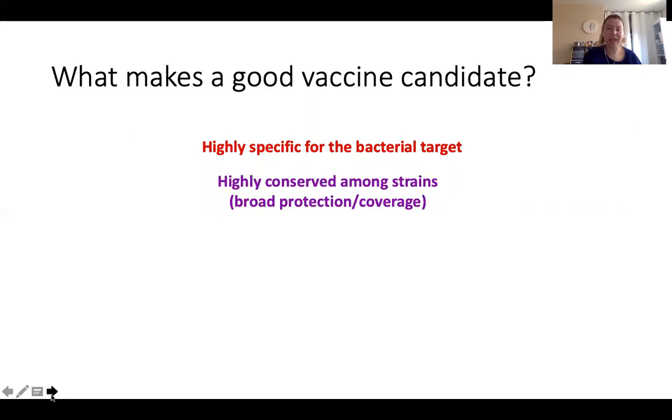It needs to also be highly conserved among strains. A lot of bacteria and viruses have hundreds, maybe thousands of different strains. So we need to find a candidate that is preserved among all of them, that is present amongst all of them. You can typically see this with sequencing, but picking a candidate that's there in all of them means that there's really high broad protection, really high broad coverage, and therefore you will be protected against everything, and you're not going to have to worry that you're not protected against certain strains.